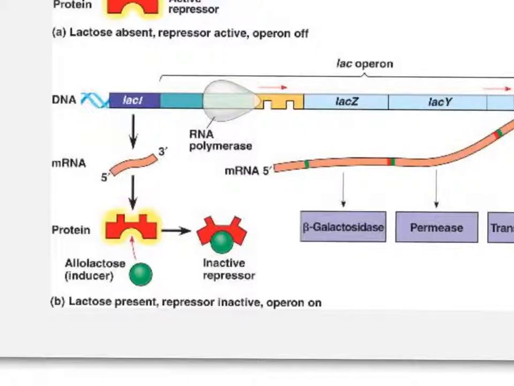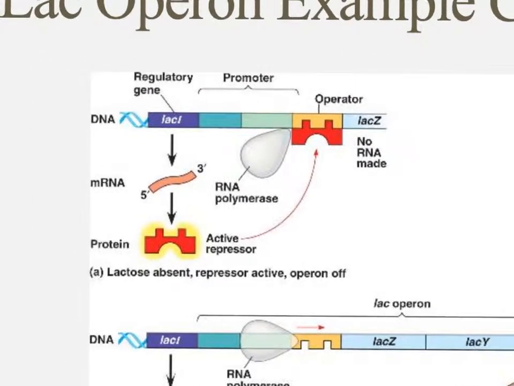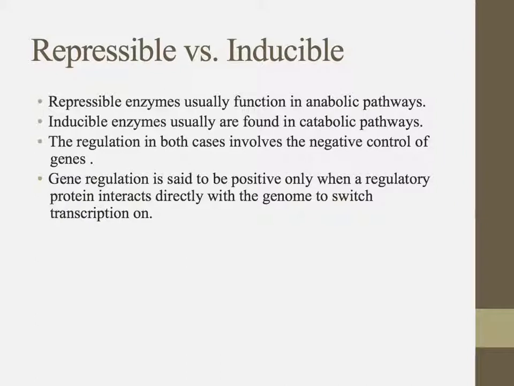So this is the on position versus the off position up here, which is the reverse of what we saw earlier. Repressible versus inducible. Repressible enzymes usually function in anabolic pathways, and inducible enzymes usually are found in catabolic pathways. So we looked at these two examples of negative control of genes, which are basically the reverse of each other. We don't want to get confused that one of them is positive and one is negative. They're both negative, and we're going to look into a positive gene control in a minute, but we have to define that first.